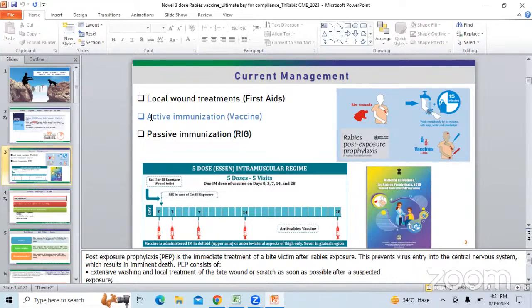But it depends on the category of the rabies exposure. So post-exposure prophylaxis completely depends on the category of the victim: category 1, category 2, and category 3.